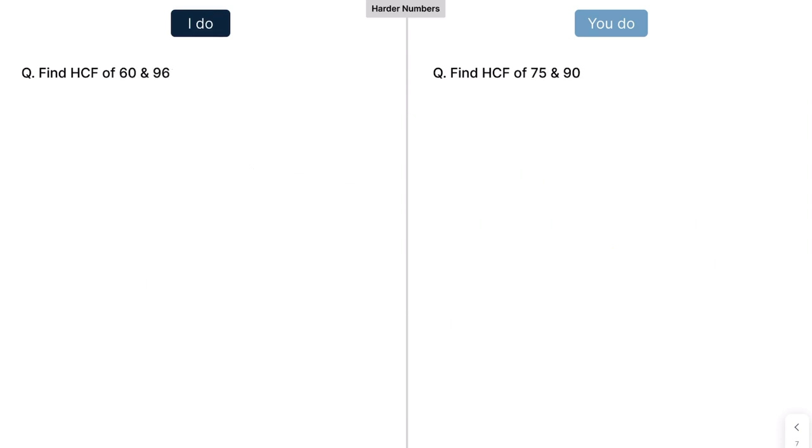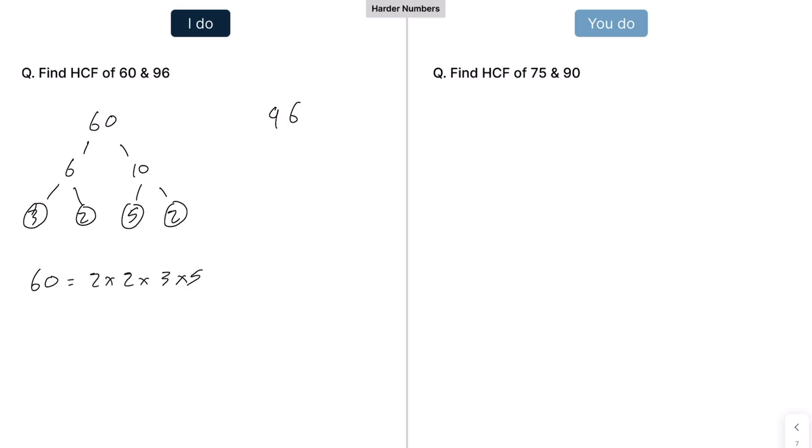Moving on, so we've now got 60 and 96. So again, the exact same way, if we're going to list out the product of primes and use that to find the HCF. So in this case, that's going to be 6 and 10. 3 and 2. Every time there's a prime number, we circle it. 5 and 2 there. So for 60, that's going to be 2 times 2 times 3 times 5. And for 96, that's going to be 3 and 32. So that's going to be 2 times 16. Circle that, and that is going to be 2 times 8. And that can be 4 times 2. And that can be 2 times 2.